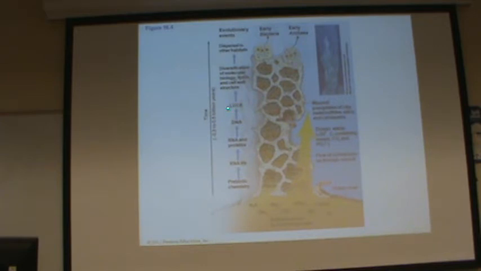What is LUCA? L is for last, and U is universal. Good. LUCA is our last universal common ancestor. So basically, this one gave rise to bacteria and archaea. So we believe life started from this and gave rise to bacteria and archaea.